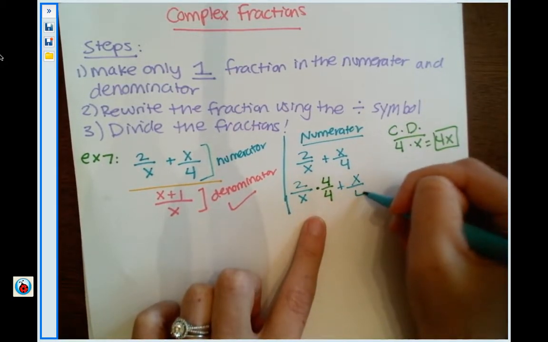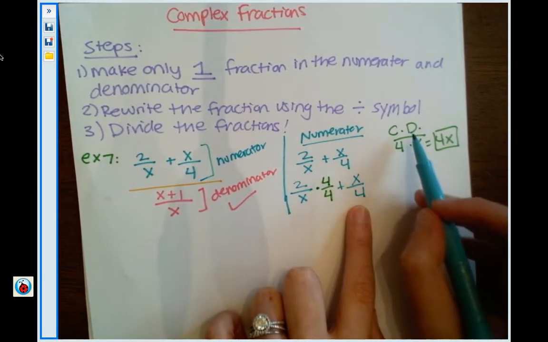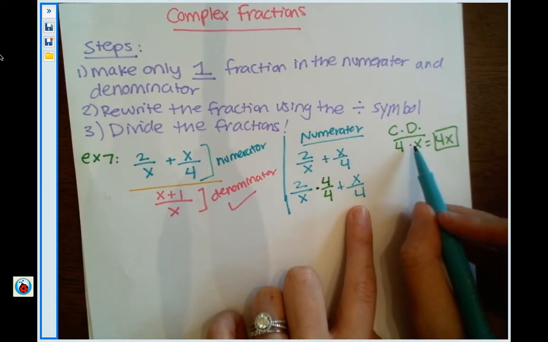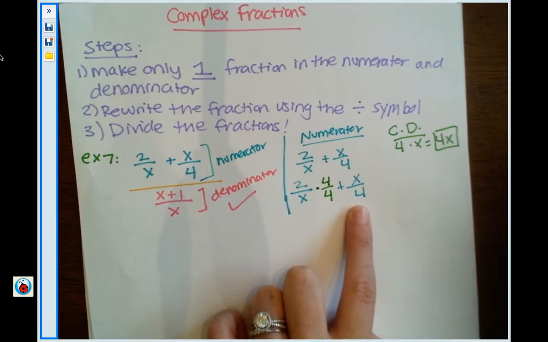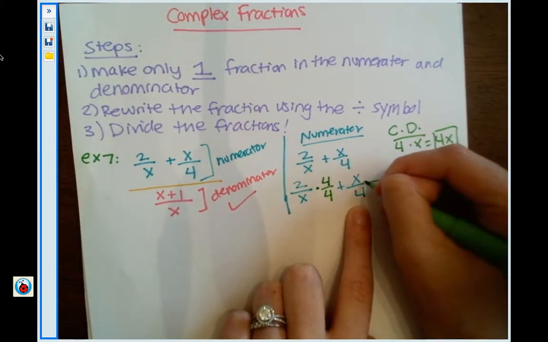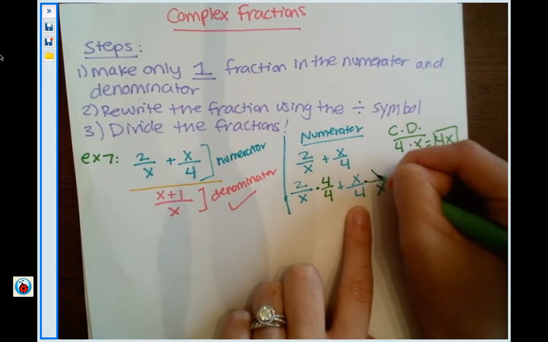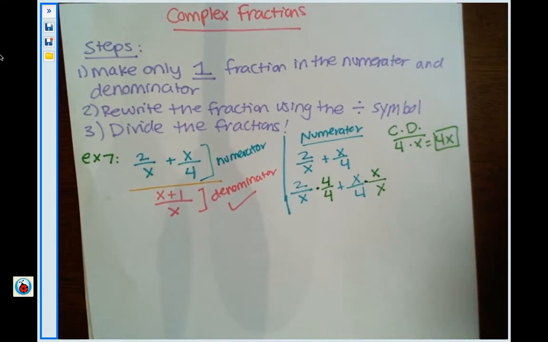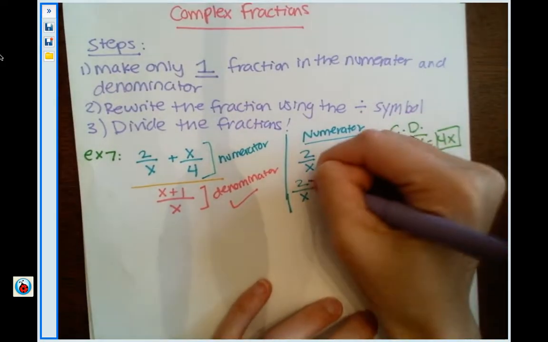Alright, now my second fraction, I have a 4 in the denominator, but I need a 4 and an x. So I'm missing the x. So I'm going to multiply that bad boy to the denominator, but remember, whatever you multiply to the denominator, you got to multiply to the top. Alright, let's start multiplying these bad boys together.